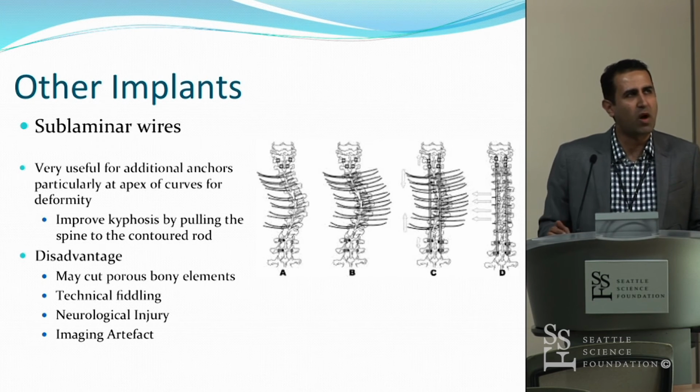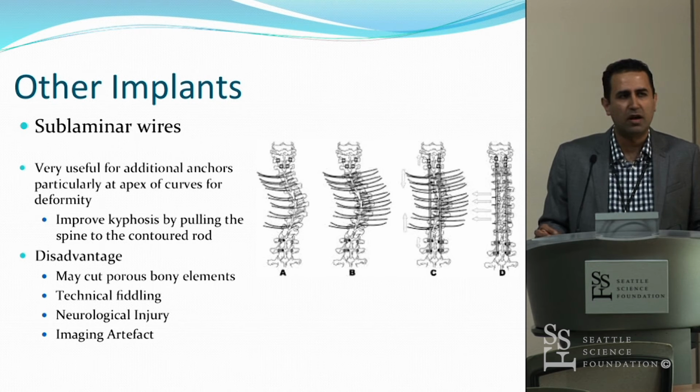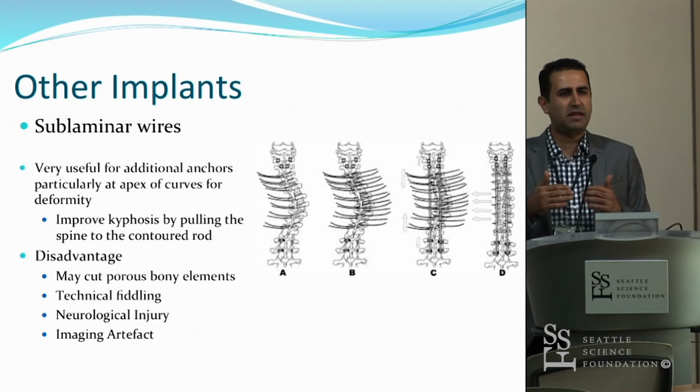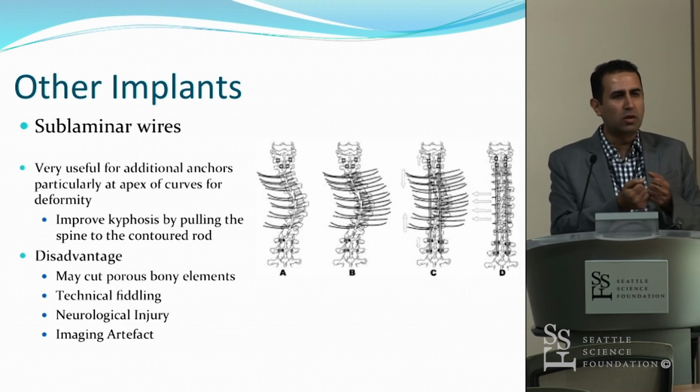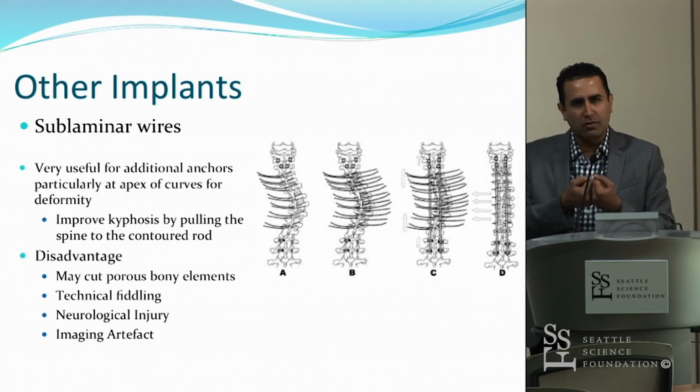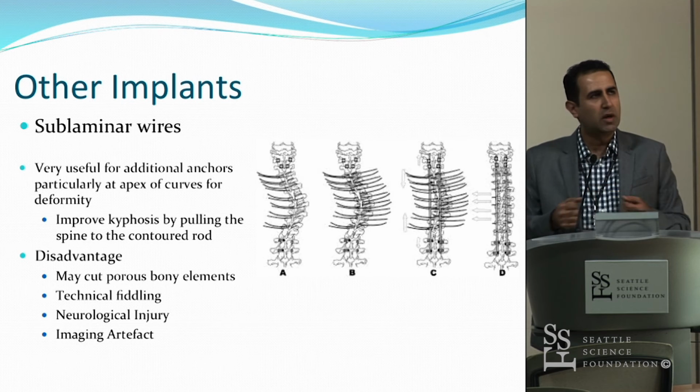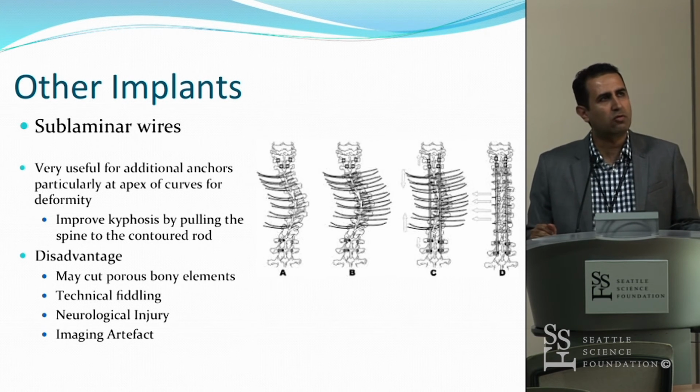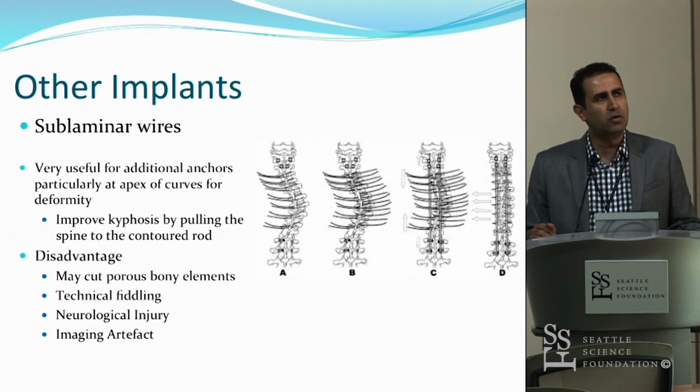So sublaminar wires were really effective for a long, long time, and they still are, for correcting the deformity of the apex of the curve, because you can pull segmentally, you can pull the lamina and hence the rest of the vertebrae to your rod, and it improved the kyphosis by doing that.